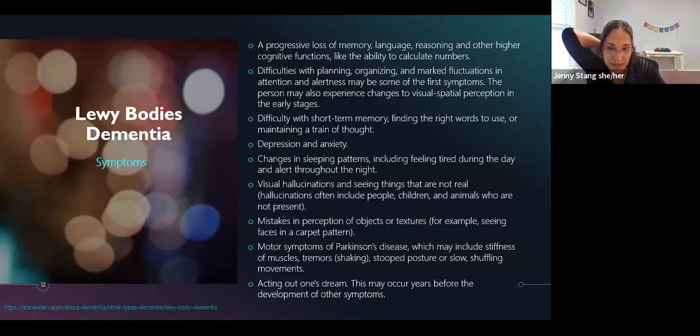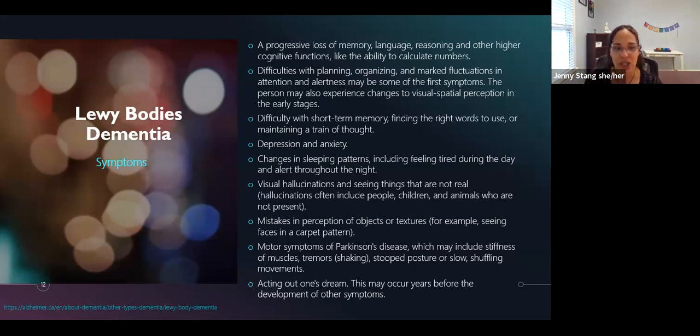Visual hallucinations and seeing things that are not real. And these hallucinations often include people, children, and animals who are not present. So a lot of times when we hear the word hallucinations, we automatically think of maybe somebody who has schizoaffective disorder or schizophrenia, where their hallucinations might be more terrifying.